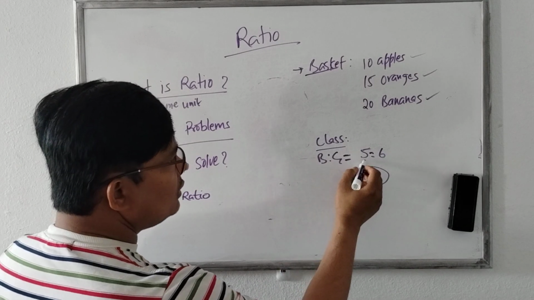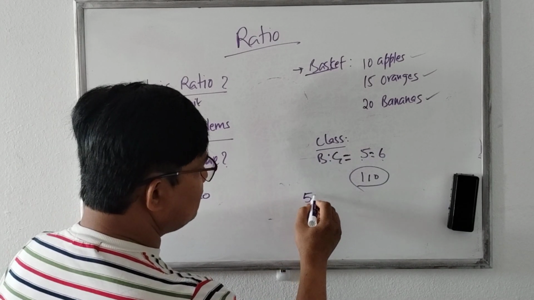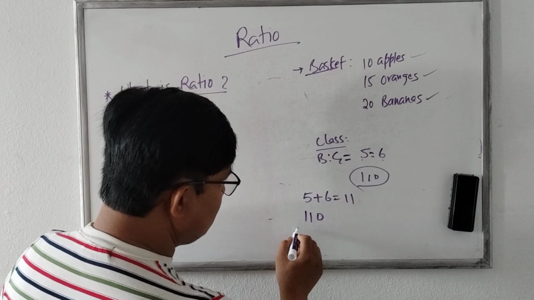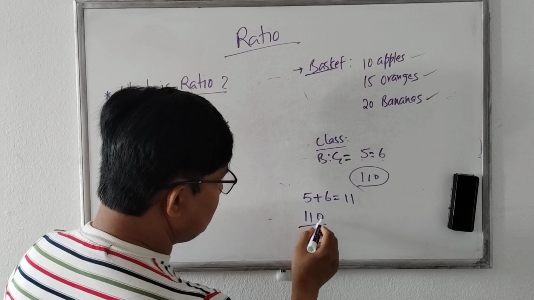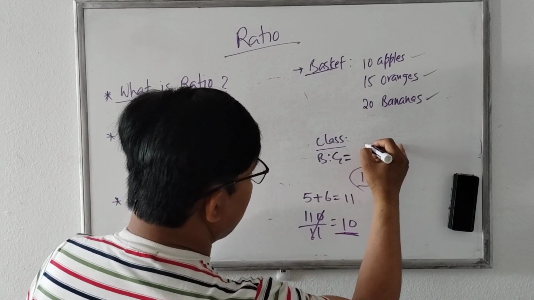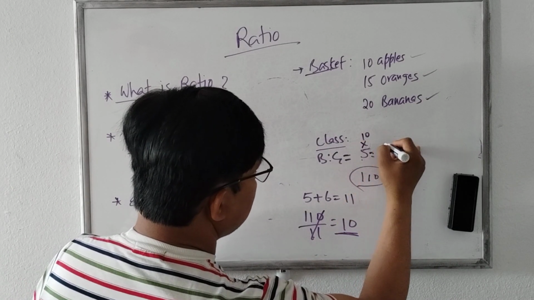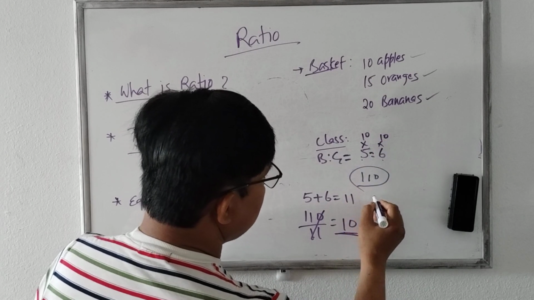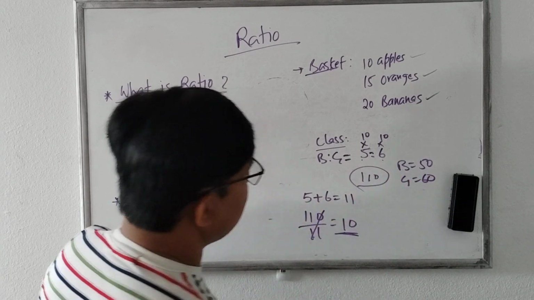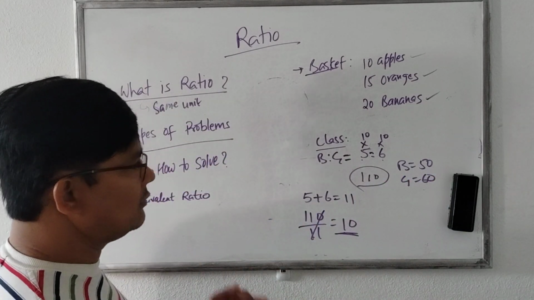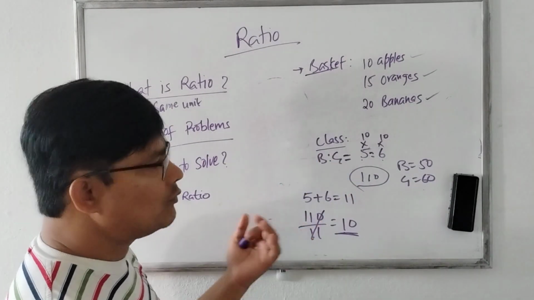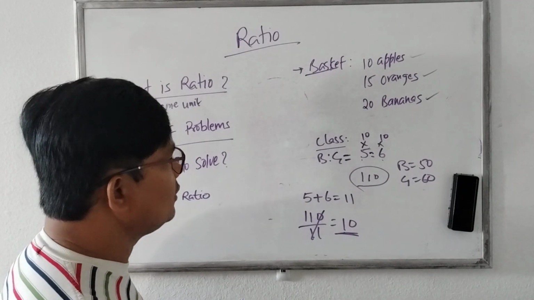So what you have to do is sum these two numbers, 5 plus 6, which is 11, and use this to divide the total number given. 110 divided by 11 is 10, and then use this number to multiply here. 5 times 10, 6 times 10. So the number of boys will be 50 and the number of girls will be 60. So this is another type of problem, where you have the whole quantity and the ratio, and you are supposed to find the actual quantity of those items.